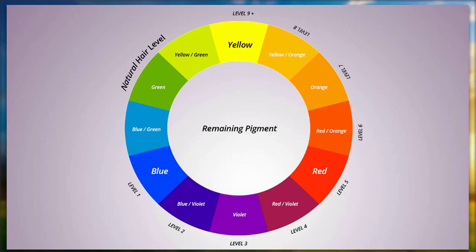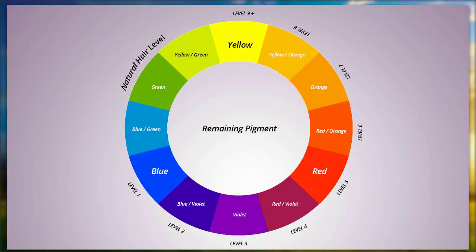Now, one of the things that's pretty cool about the color wheel and when it comes to remaining pigment and hair levels is that as you travel from level 1 up to level 9 and up, so like level 10 and 11, right? It actually follows the curve of the color wheel. Okay, and I don't know if any of you know that. Type in a one if you knew that, a two if you didn't know that, or a three if you don't know what I'm talking about.